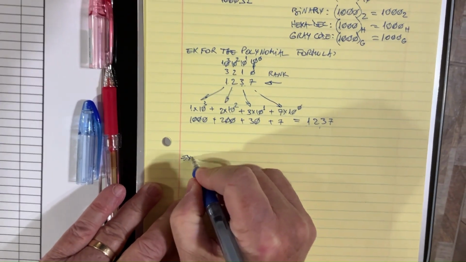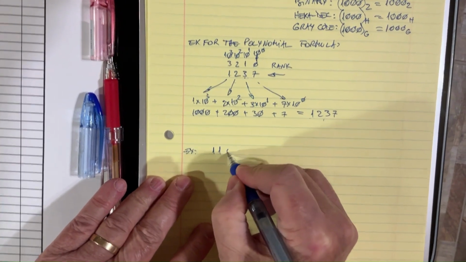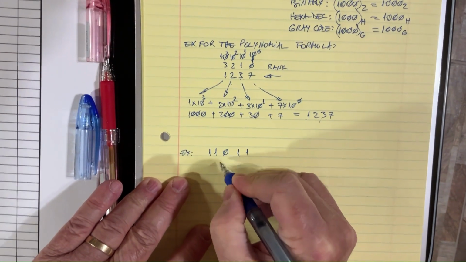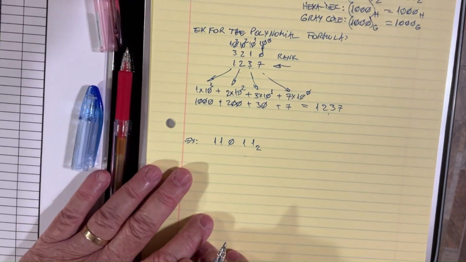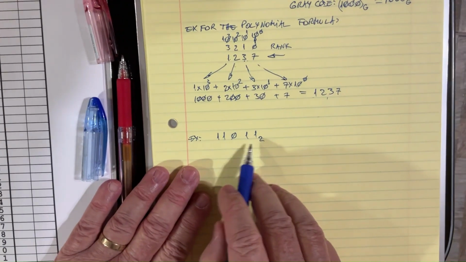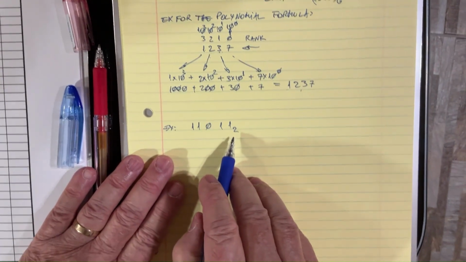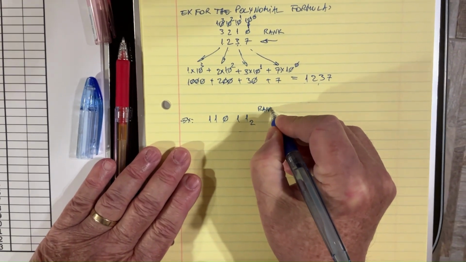Another example, okay? Let's pick up a number which is 11011, okay? And I specify that's a binary number, so it's not 11,011 in my decimal, it's 11011 in binary. So I'm gonna do what? I'm gonna use the rank.